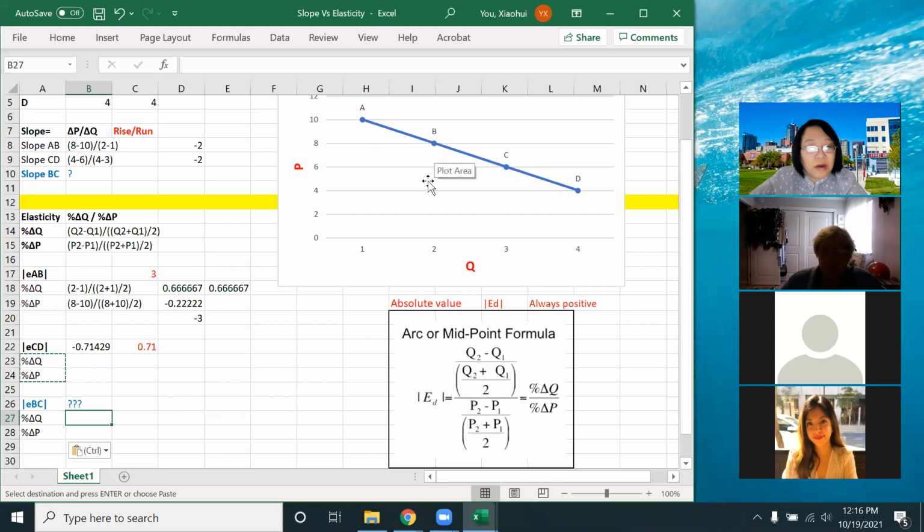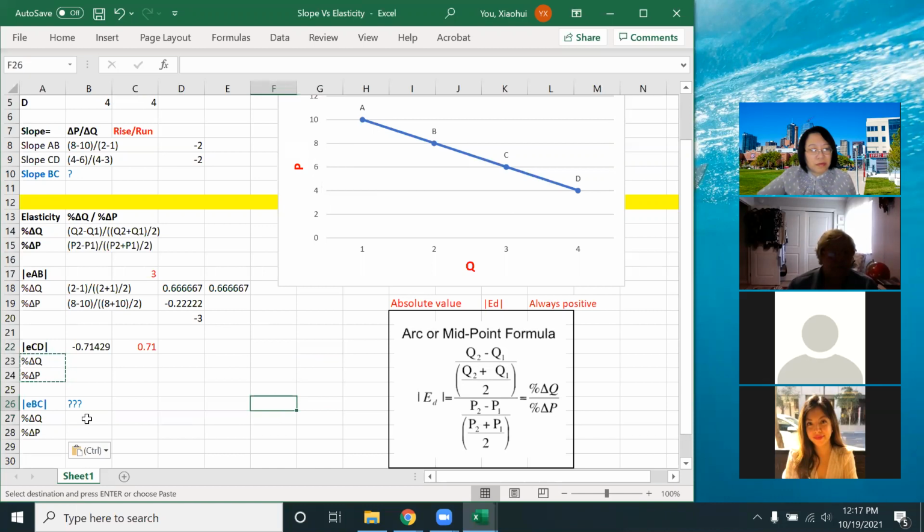So be careful. For BC, the Q change should be associated with 3 and 2. And the price change for BC should be associated with 6 and 8. 6 and 8, right?